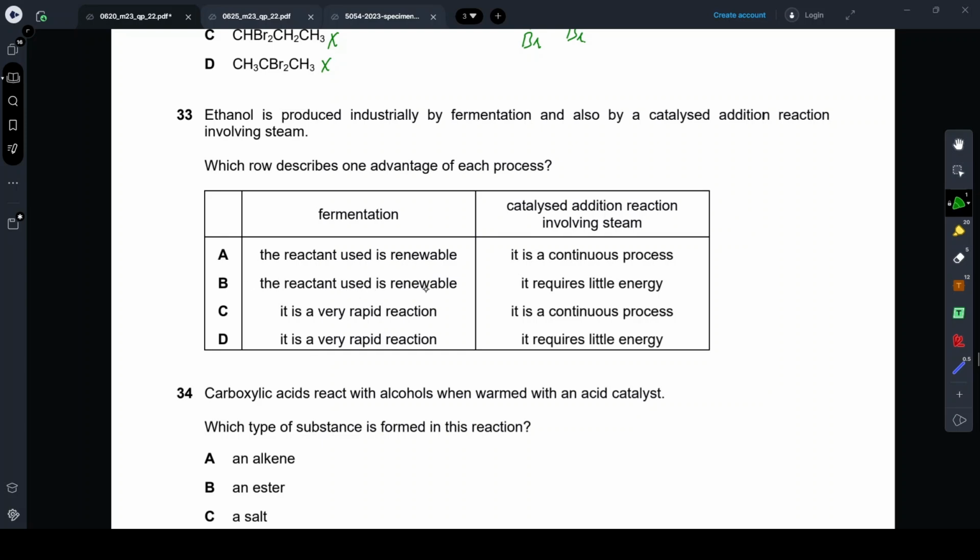The reactant used is renewable and it requires little energy. So you're both agreeing on the reactant used being renewable, right? So it would be A. The good thing about the catalyzed reaction is that it's a continuous process, right? It does require energy to break the bond. So yeah.